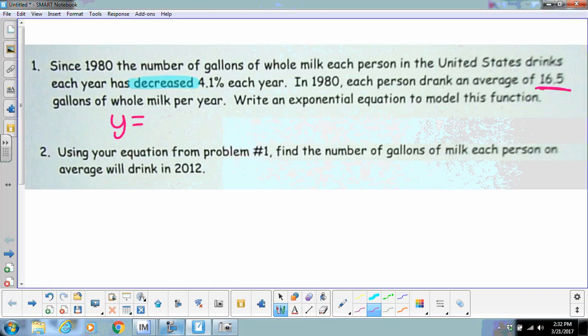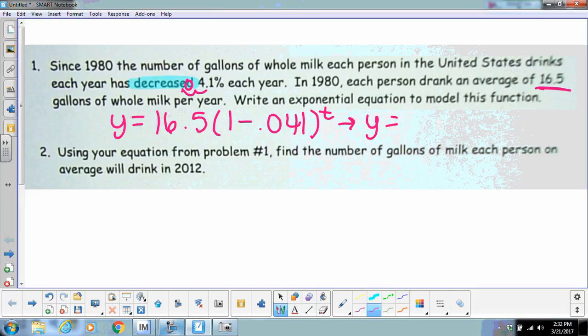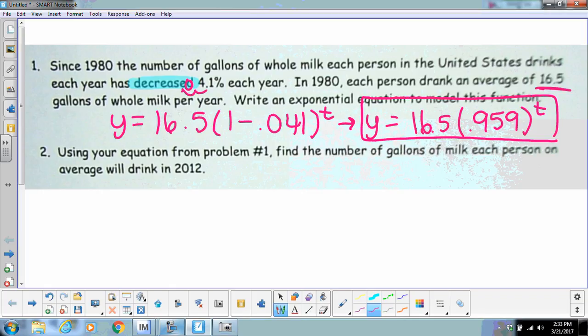So it's going to be y equals, our initial was 16.5. All right, since it's decreased, it's going to be 1 minus. Don't forget to move your decimal 2 places, 0.041 to the t. Now, remember, they are likely to go ahead and simplify that for you on your EOC. So this would be 16.5 times 0.959 to the t. It does not matter to me which one you have, but you need to be familiar with that second one in case that's what they are showing on your EOC.